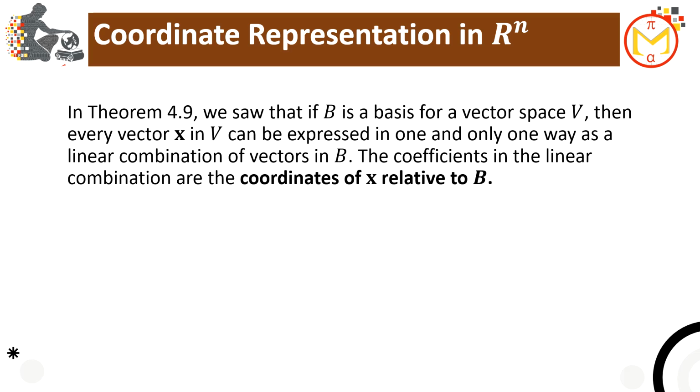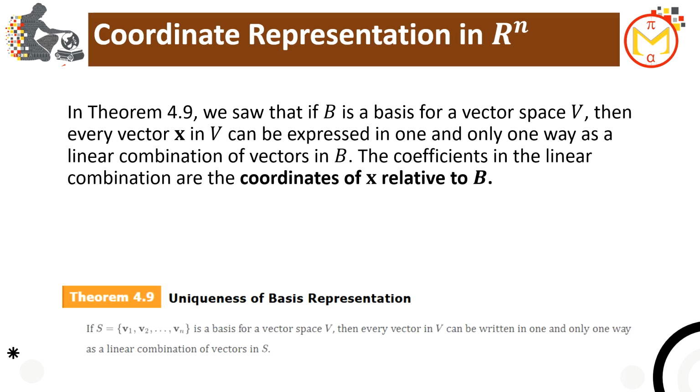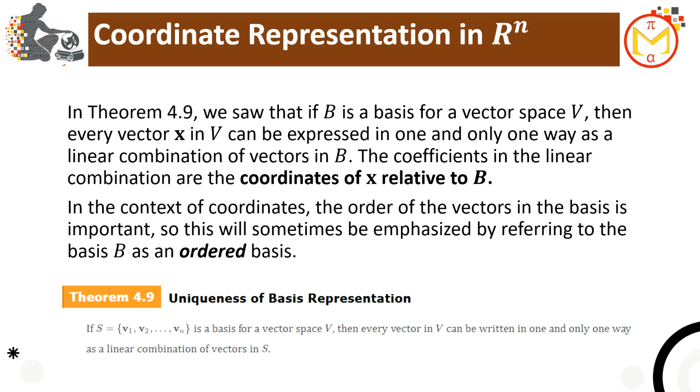So in theorem 4.9, we saw that if B is a basis for a vector space V, then every vector x in V can be expressed in one and only one way as a linear combination of vectors in B. The coefficients in the linear combination are the coordinates of x relative to B. In the context of coordinates, the order of the vectors in the basis is important. So this will sometimes be emphasized by referring to the basis B as an ordered basis.